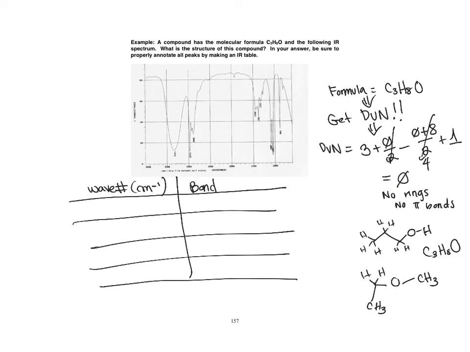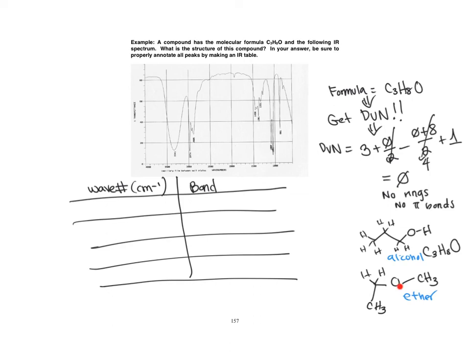So we either have an ether or an alcohol. So we have not enough information to decide from here, from the formula alone. So we're going to go to the IR.